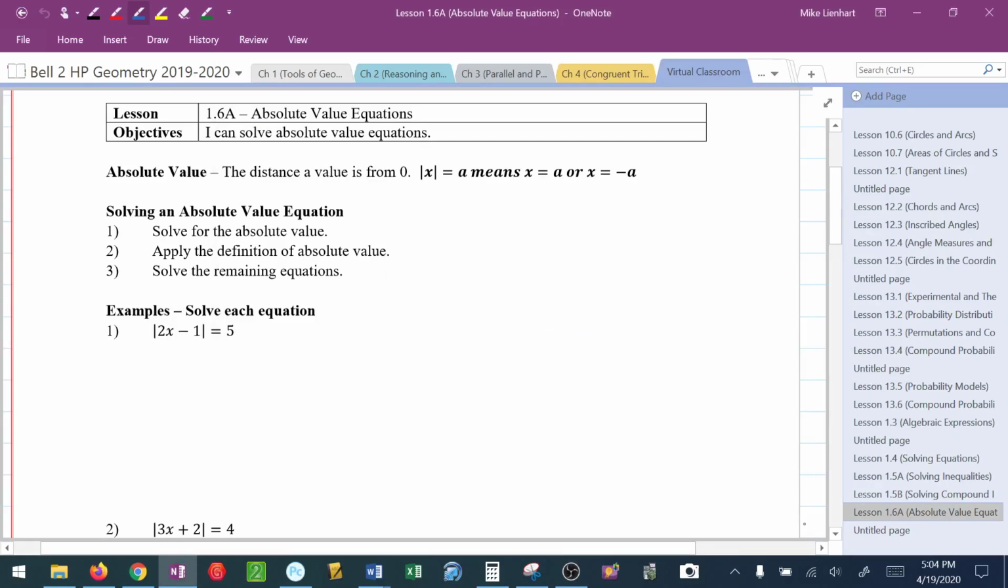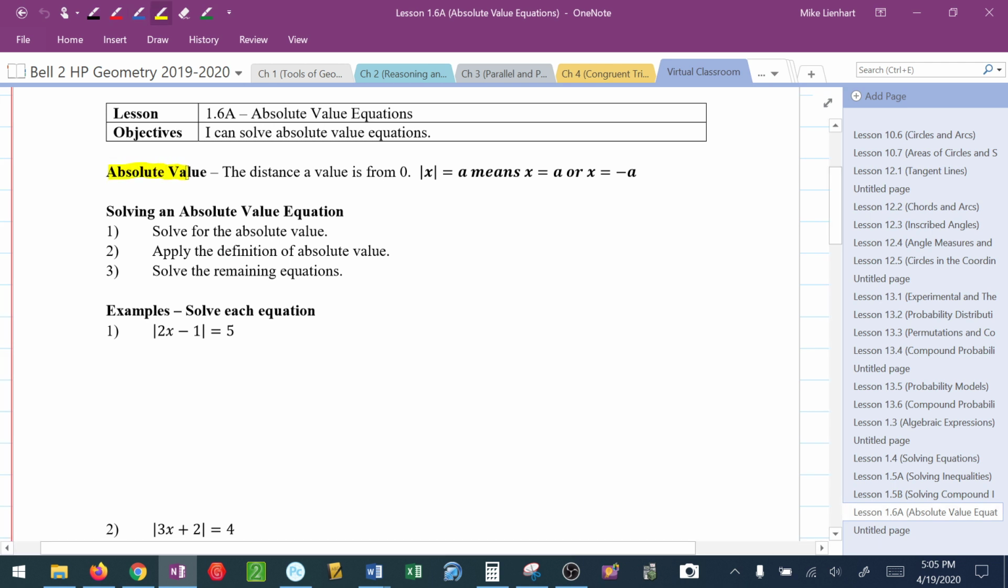This video is about solving absolute value equations. Now to start off, let's make sure that we all understand what absolute value is. By definition, absolute value is the distance that a value is from zero. Okay? So I have this thing that I like to refer to as the definition of absolute value.